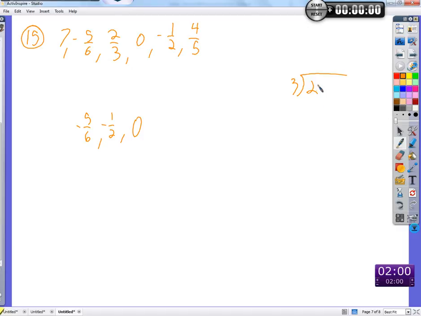It doesn't go into 2, so we add a 0 with a decimal. How many times does 3 go into 20? It goes in 6 times with 18, and then we subtract, we get 2. It doesn't go into 2, it goes into 20, right? We get 6, and then it just keeps on going forever. So it would be 0.666.